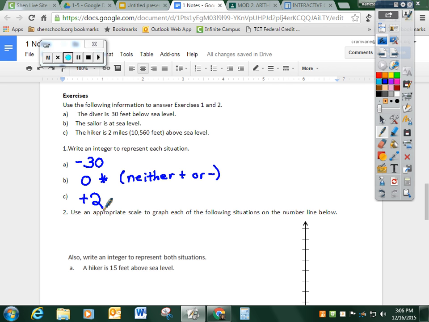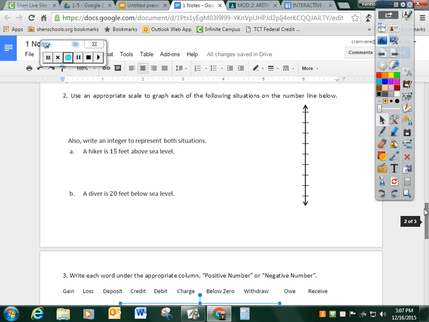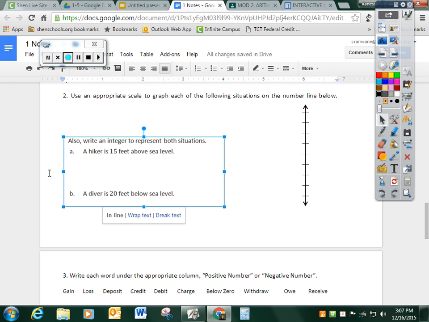Use an appropriate scale to graph each of the following situations on the number line below. Okay. So let me scroll down to get all of this on the page. Okay. Let me read these 2 problems in order to complete the scenario, in order to decide what I want to label my vertical number line with.